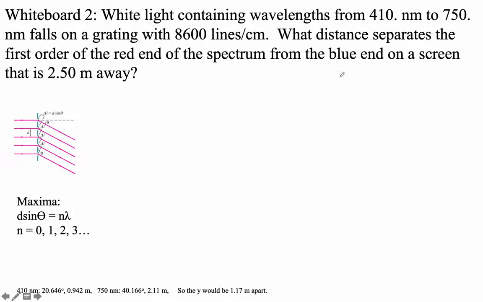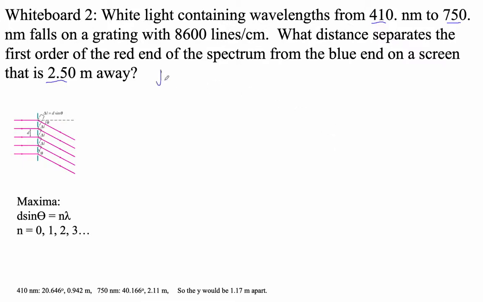All right, white light containing wavelengths from 410 to 750 nanometers falls on a grating with 8,600 lines per centimeter. What distance separates the first order of the red end of the spectrum from the blue end of the spectrum on a screen that is 2.5 meters away? So basically, we're going to find the angle for 410, the angle for 750, and then we're going to project that on a screen and figure out how far apart they are.